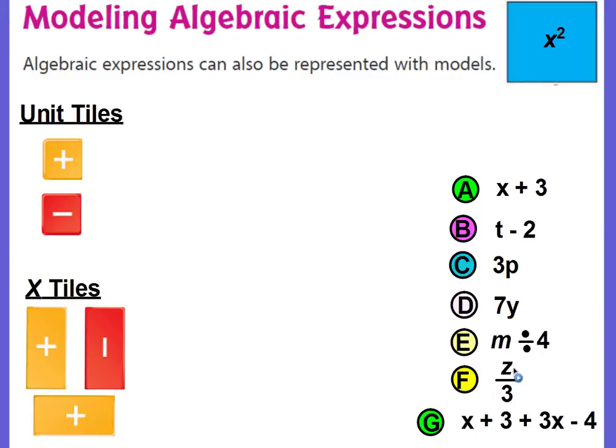Can you guess what this one would be? Z divided by 3. Yep. There's your x tile, and you would just divide it into 3 parts. So this would be z divided by 3.